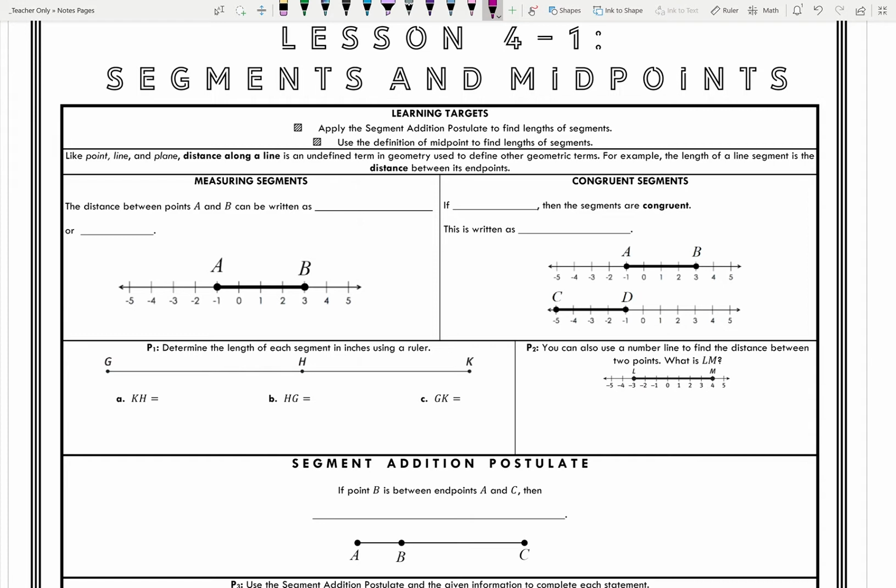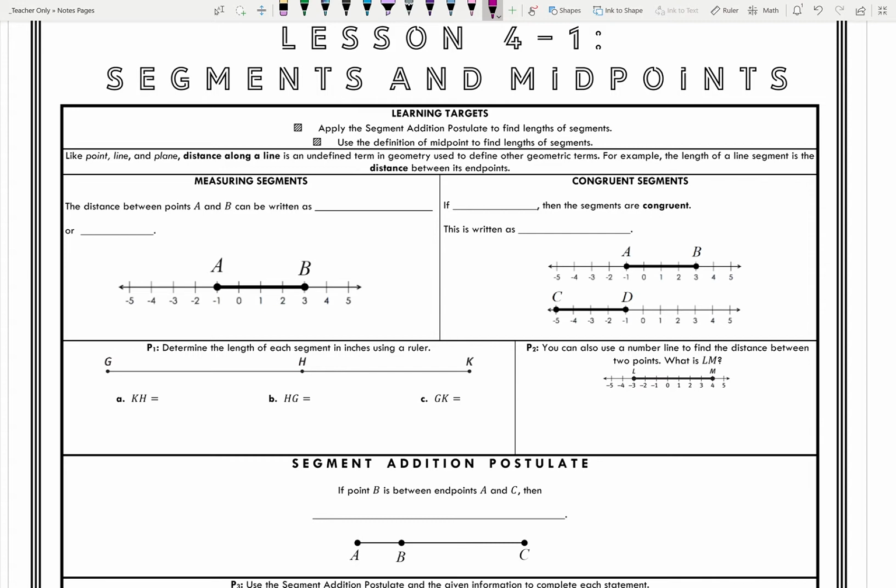So we talk about distance along a line as an undefined term in geometry, meaning that it happens in geometry and it's something that's kind of obviously obvious, right? But we treat it as an undefined term. So the length of a line segment is basically just the distance between its endpoints. That's our example here, and that's what we'll be dealing with today. The length of the line segment is just the distance along that line between the endpoints.